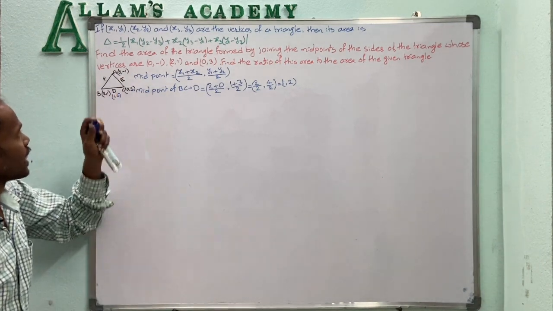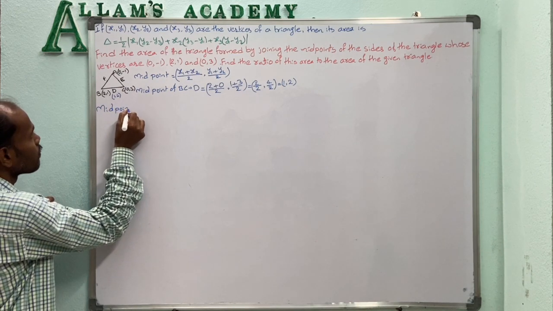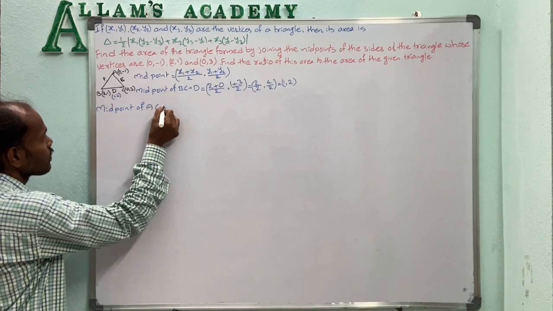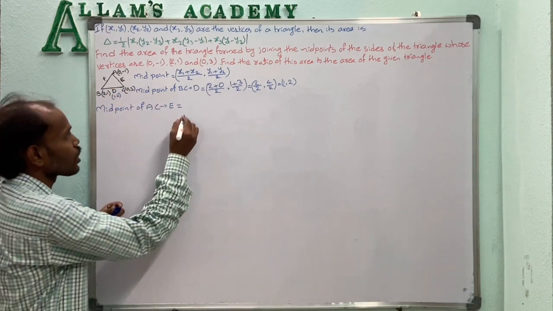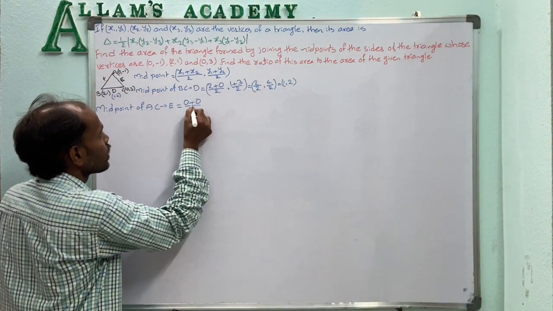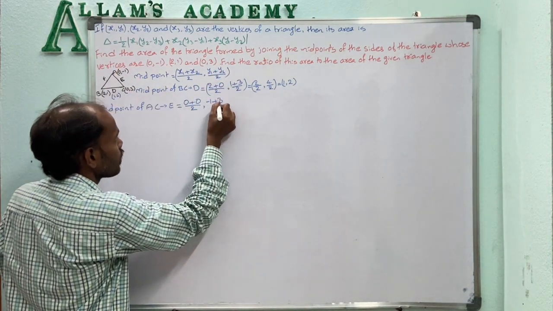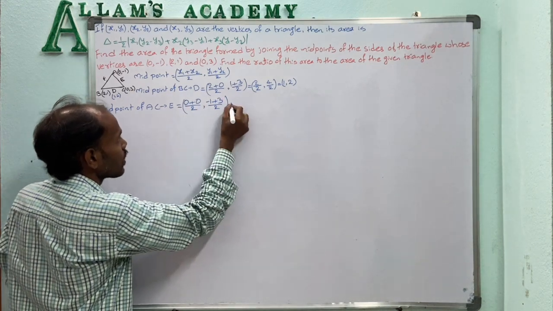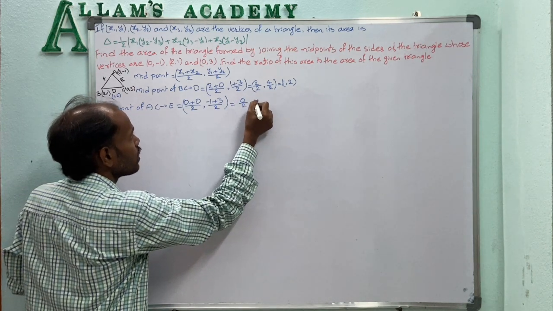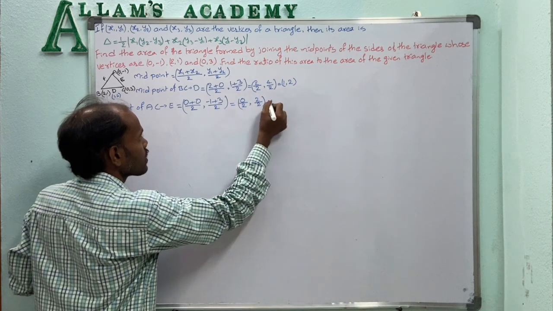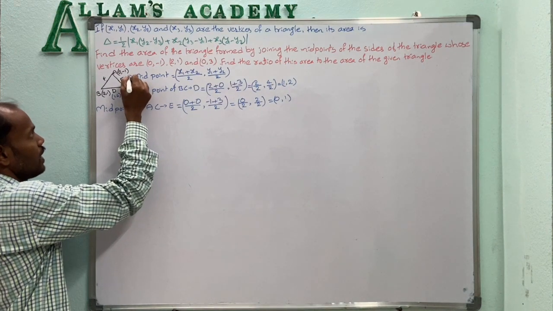Now finding the E coordinates, that is the midpoint of AC, which equals (0 plus 0) by 2, (-1 plus 3) by 2. So 0 plus 0 is 0, and -1 plus 3 is 2. 0 by 2 is equal to 0, and 2 by 2 is equal to 1. So the E vertices are (0, 1).